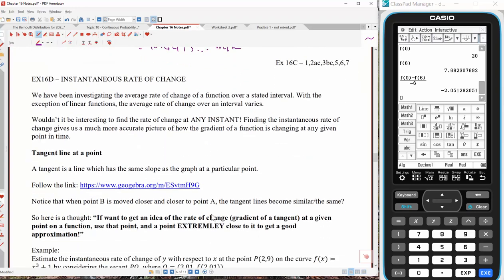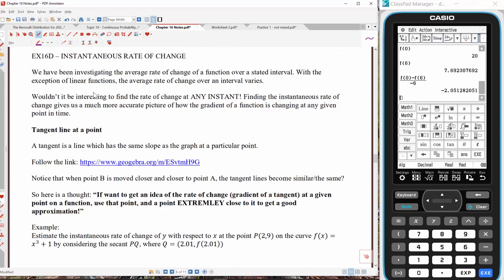Right, and finally, we'll finish up with instantaneous rate of change. So we've been investigating the average rate of change of a function over a stated interval, going between there and there. With the exception of linear functions, the average rate of change over an interval varies. If you take there and there, or there and there, we're going to get a different rate depending on where we do it.